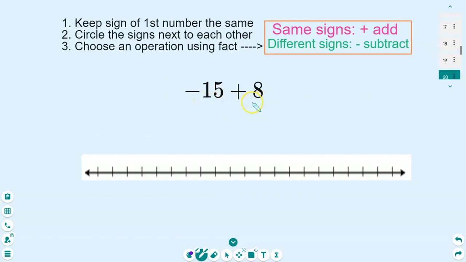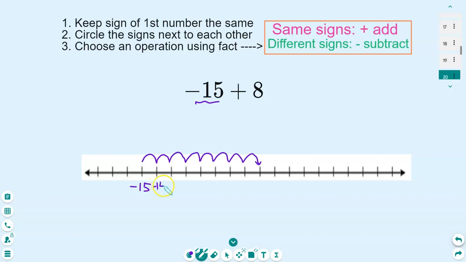-15 plus 8. First number stays the same. Now I'm going to be adding on. So I'm going to start over here because I know that I'm getting more positive. So I'll just put my -15 there. And then we're adding, getting more positive. 1, 2, 3, 4, 5, 6, 7, 8. And we're going to need to count backwards again.